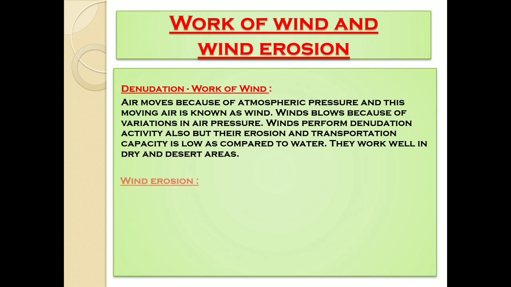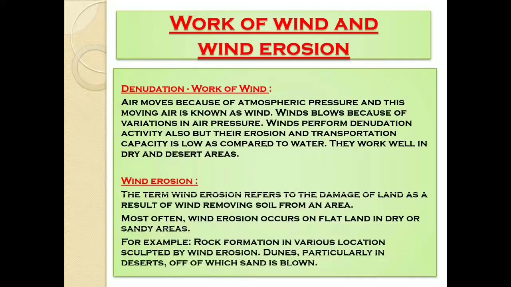What is wind erosion? The term wind erosion refers to the damage of land as a result of wind removing soil from an area. Most often, wind erosion occurs on flat land in dry or sandy areas. For example, rock formations in various locations are sculpted by wind erosion, say dunes, particularly in deserts, of which sand is blown.